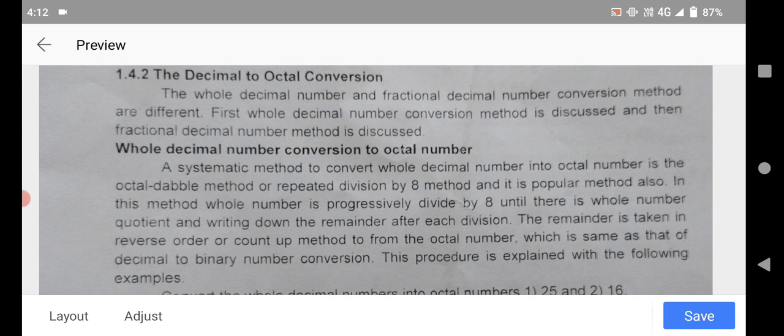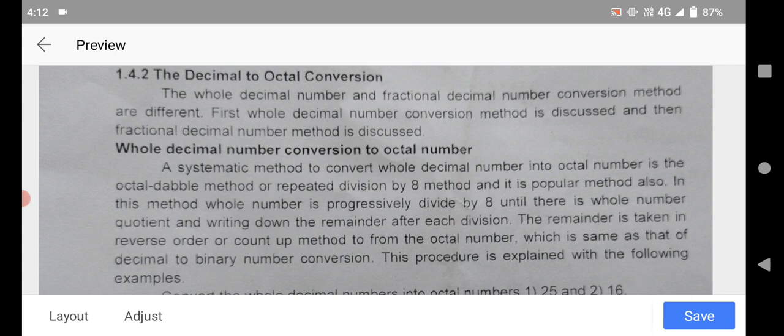And second, the octal number system. You know that the octal number system consists of 8 digits, 0 to 7, and so the radix or base of the octal number system is 8. This is the decimal and octal numbers. Here the given number is a decimal number, and this decimal number is converted to an octal number.